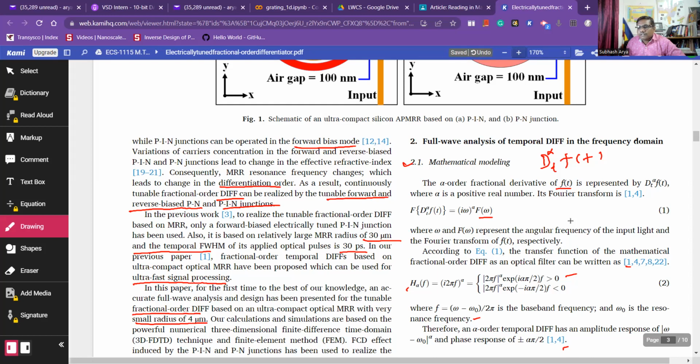And now this function is being considered to take its Fourier transform, and the Fourier transform is given by this equation. So it can be written as (i omega) of order alpha and then F of omega. This is the Fourier transform of f of t. But there is an extra term, that is (i omega) to the power alpha.